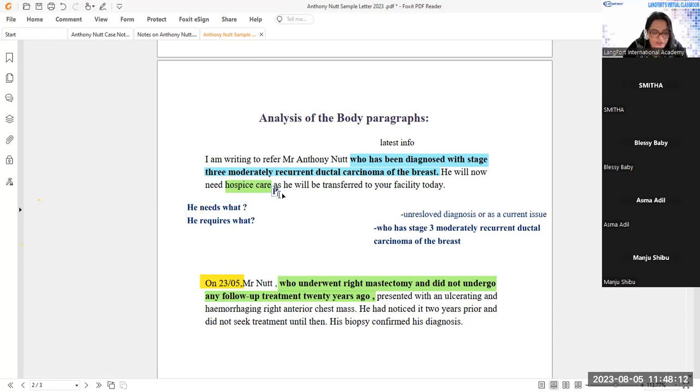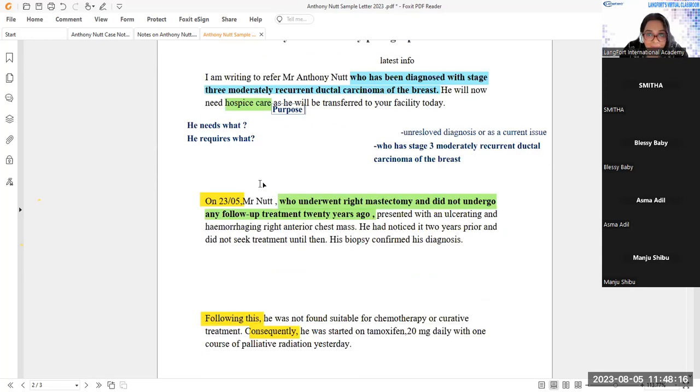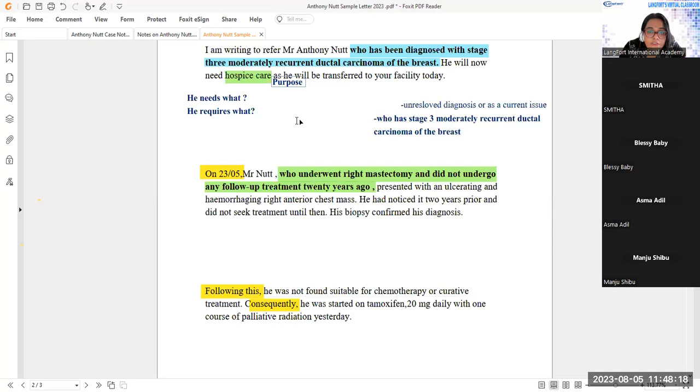So any questions about the introductory paragraph? I think it's pretty straightforward. It's not that confusing here. Now, that brings me to the second paragraph. Blessy, read the first line of the second paragraph. On 23/5th, Mr. Nutt, who underwent right mastectomy and did not undergo any follow-up treatment 20 years ago.